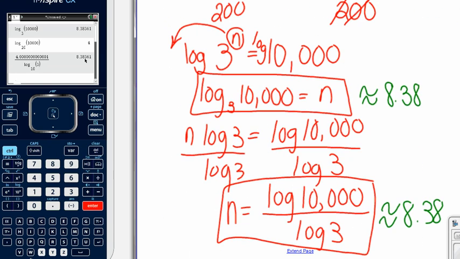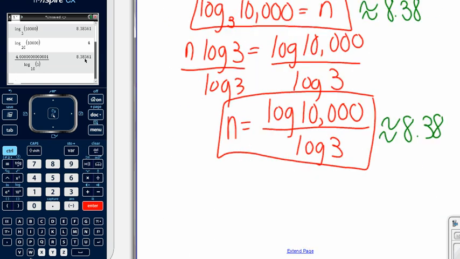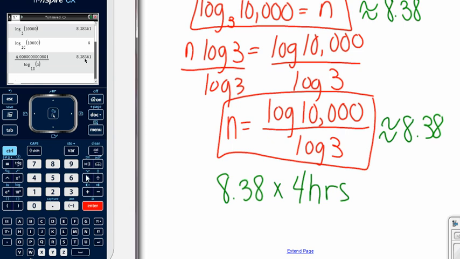So this is n sets of 4 hours. It's nice to give our answer in hours. So 8.38, if we multiply it by 4 hours, we can give our solution in terms of hours. So times 4 is going to give us about 33 and a half hours.